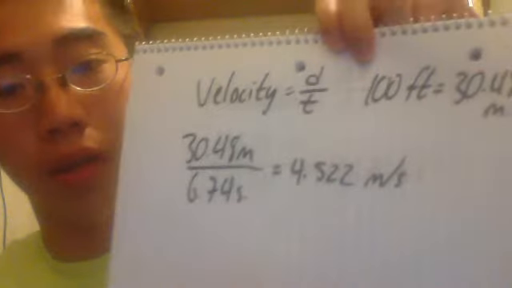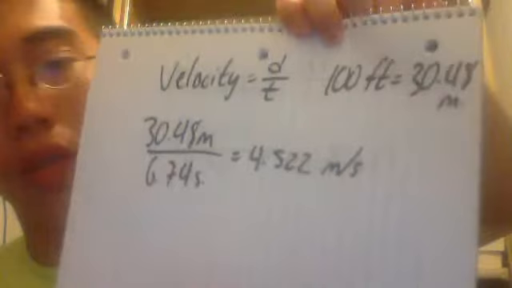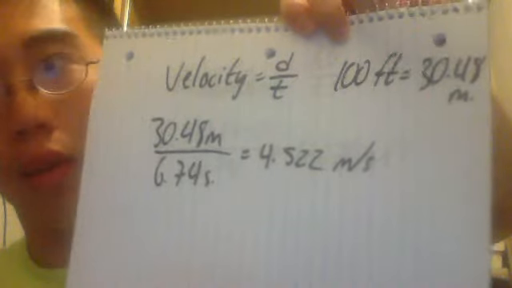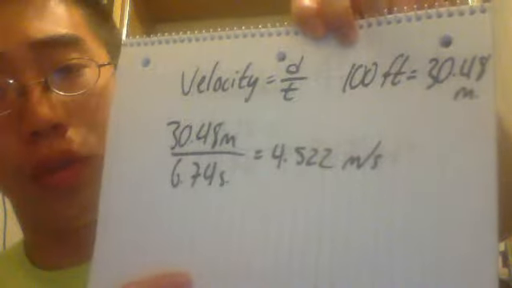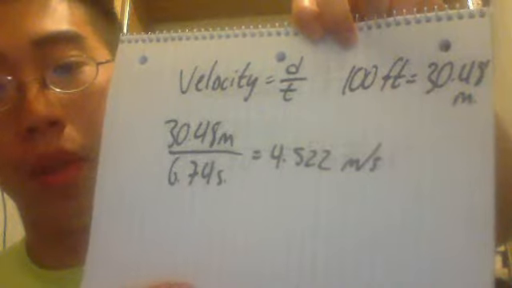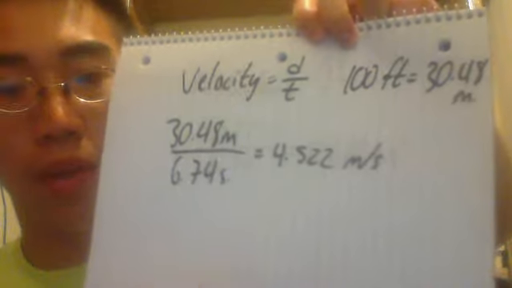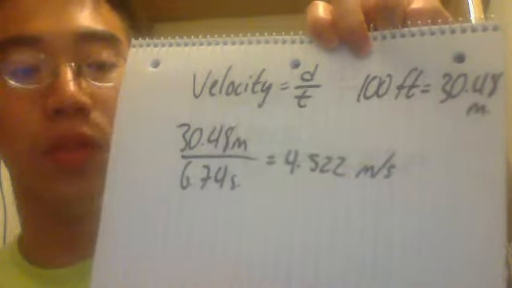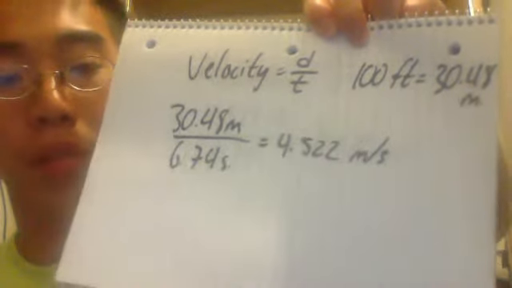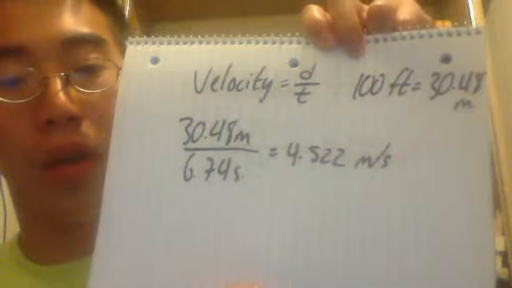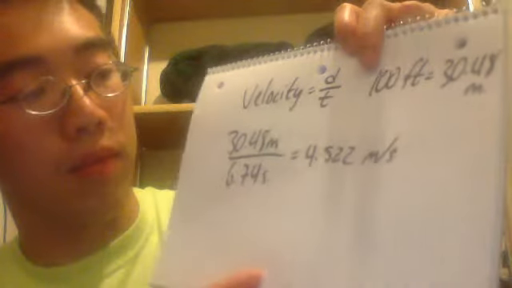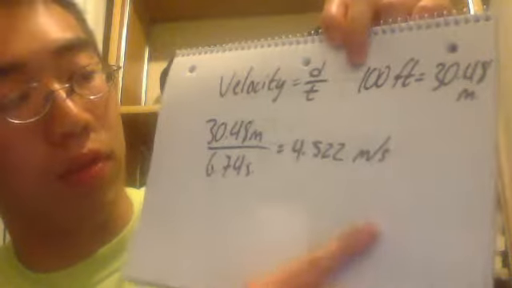So first off, for our first set, we did velocity, which is d over t again. I skipped over a distance of 100 feet, and that turned out to be 30.48 meters. And so 30.48 meters divided by my time to skip that distance, which is 6.74 seconds, turned out to be 4.522. And then don't forget labeling, meters per second.